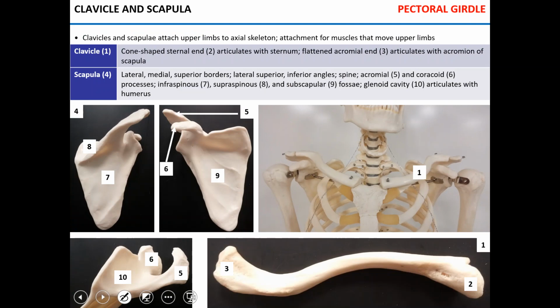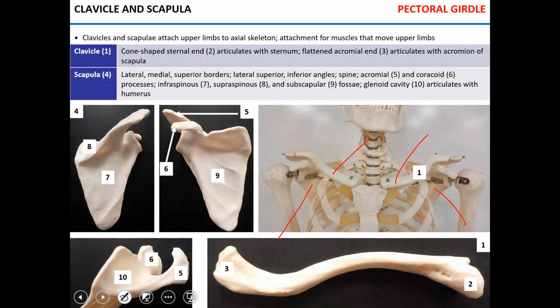So that concludes our conversation about the axial skeleton, and we start to talk about the appendicular skeleton. First we're going to talk about the pectoral girdle. It consists of 2 clavicles and 2 scapulae, which attach the upper limbs to the axial skeleton.